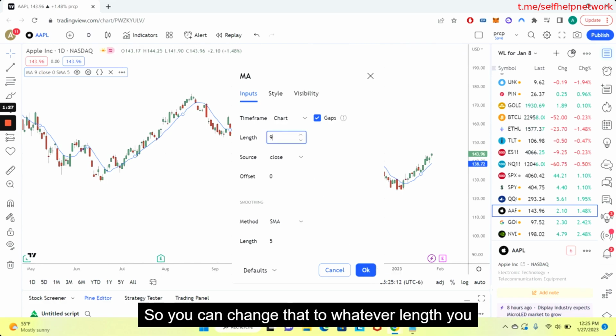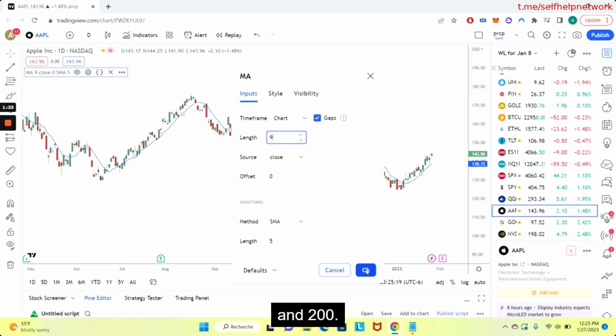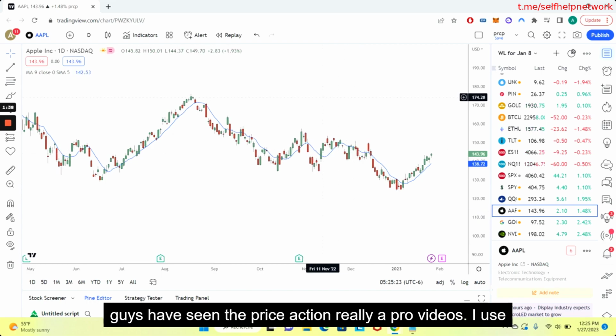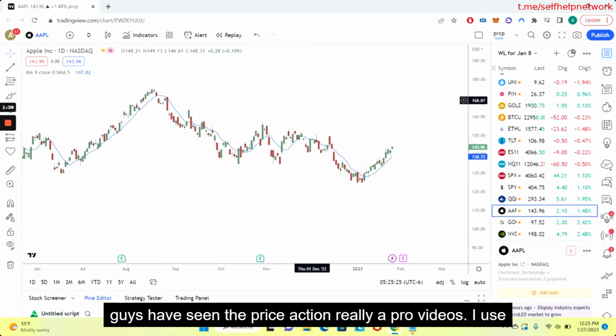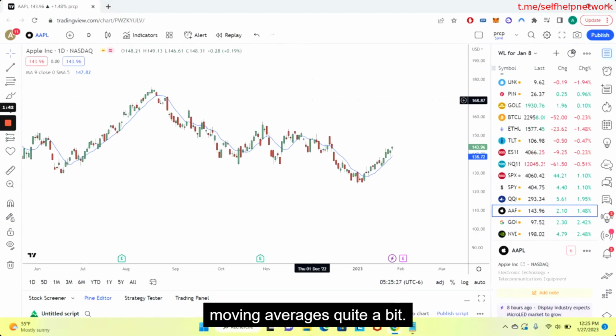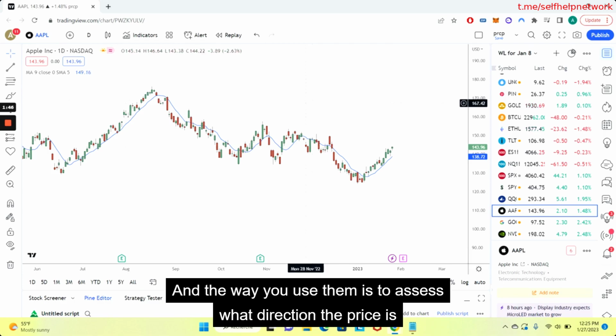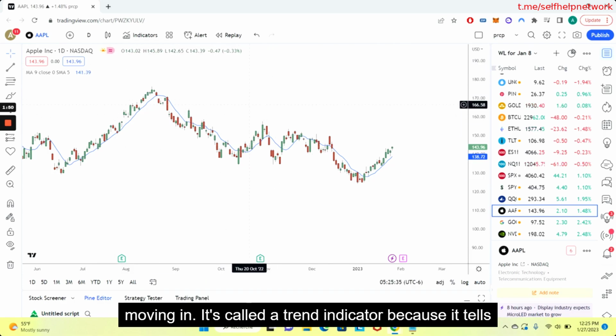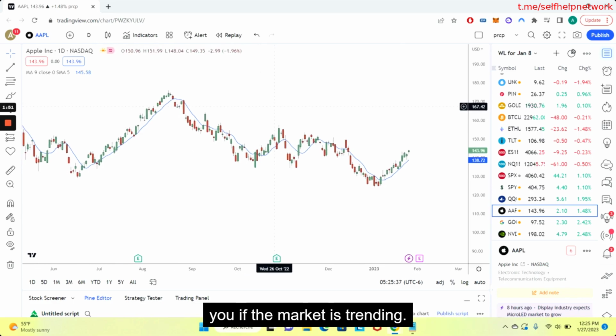So you can change that to whatever length you want. The most commonly used are 9, 20, 50 and 200. We'll discuss them one by one. If you guys have seen the price action pro videos, I use moving averages quite a bit. And the way you use them is to assess what direction the price is moving in. It's called a trend indicator because it tells you if the market is trending.